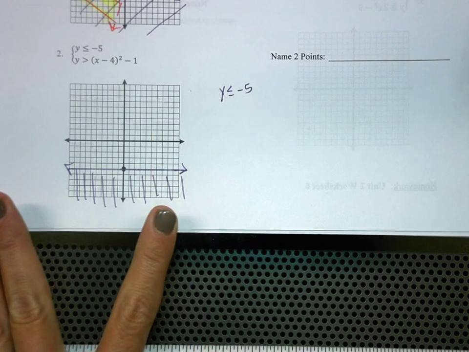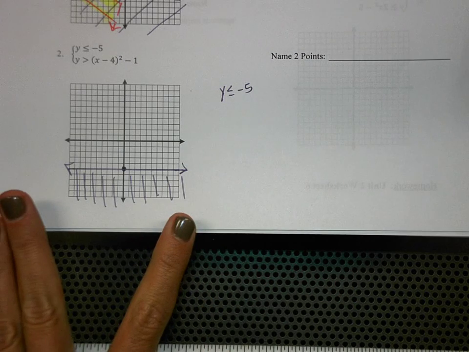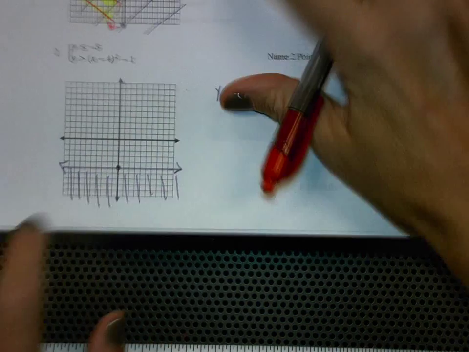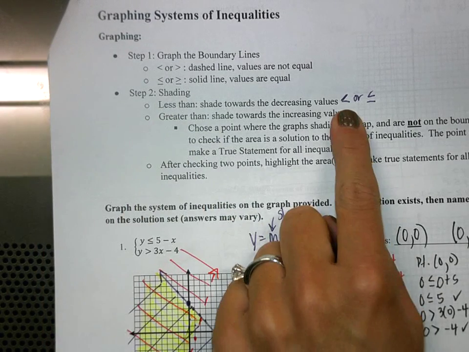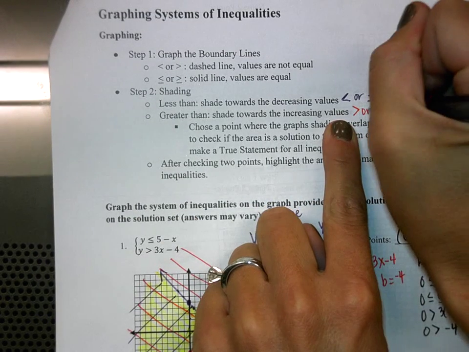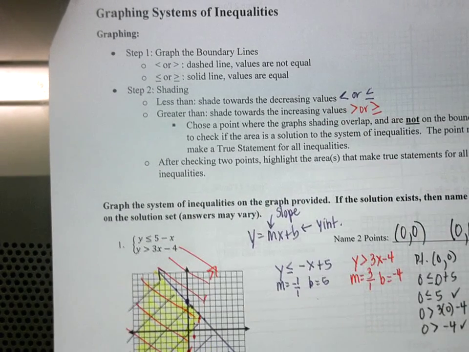Okay, next line. How do you know if you shade down? So remember up here, so anytime you have less than, which looks like this or this, and then greater than is where you have this, when you're going to shade up. Okay, that makes sense. Okay, good.